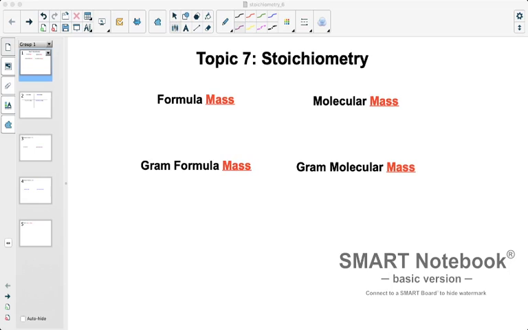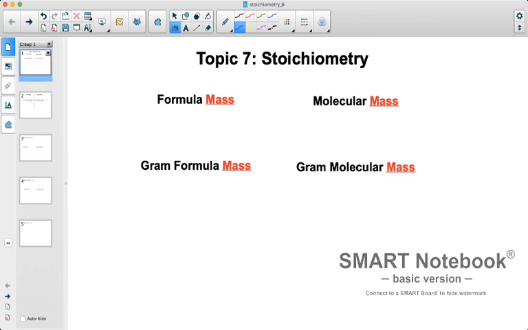In today's lesson, we're going to encounter four new terms: formula mass, molecular mass, gram formula mass, and gram molecular mass. Now, all of these four terms essentially mean the same thing. Each one really is just the sum of the atomic masses of all the atoms present. And that's why the word mass is highlighted in each of the terms, because no matter how we begin the word, it really is just the sum of all the atomic masses.